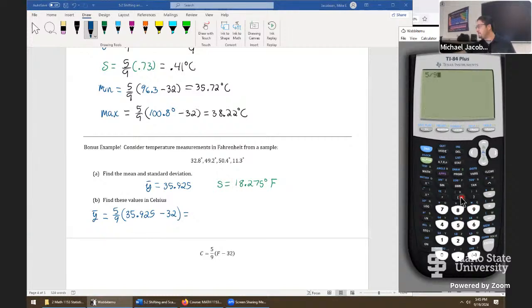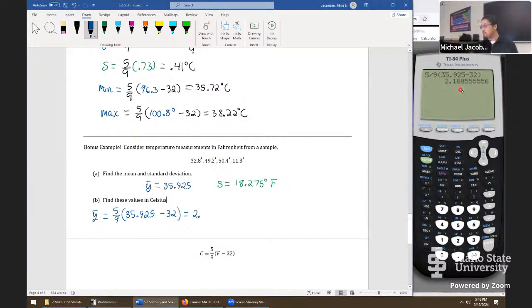5 divided by 9, 35.925 minus 32. And that's our value, 2.181 if we're rounding to 3 decimal places.